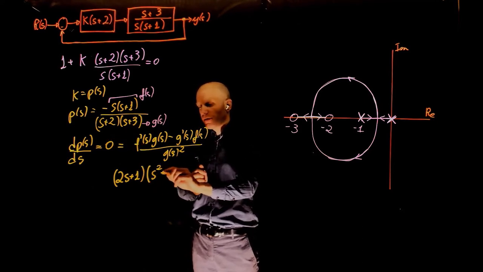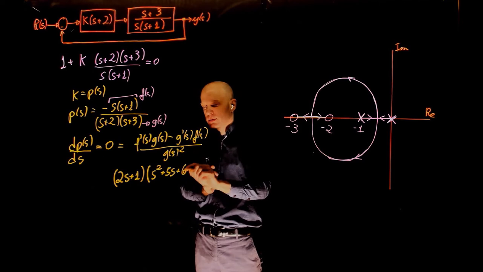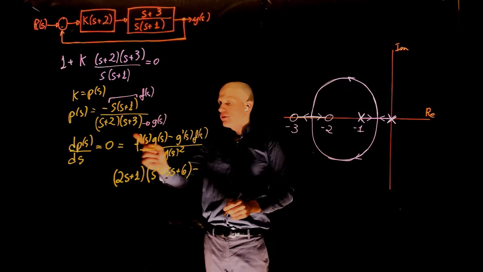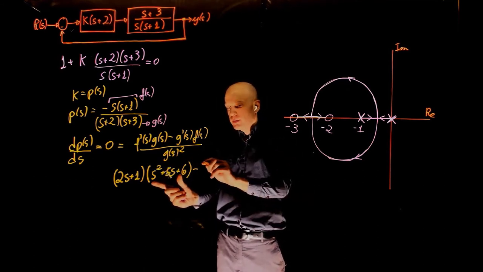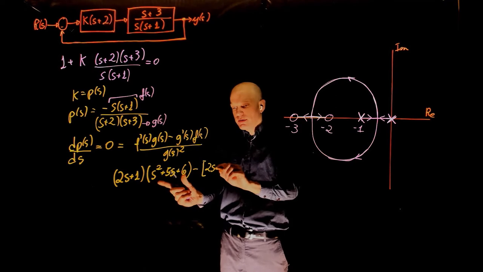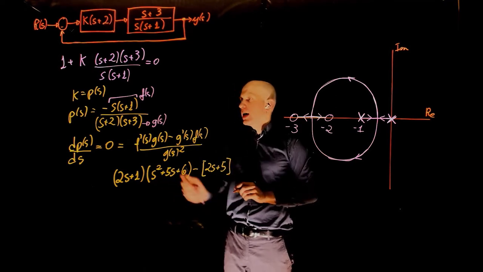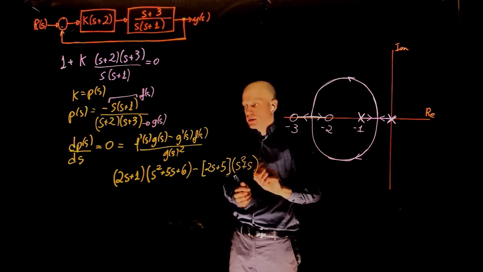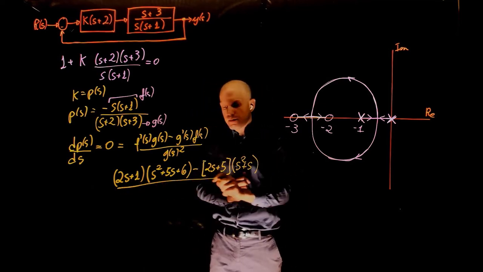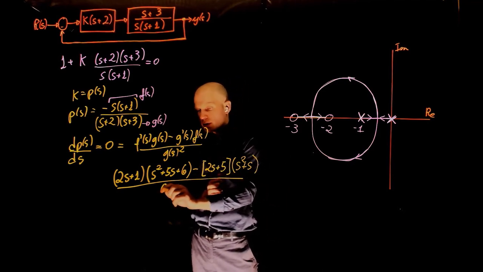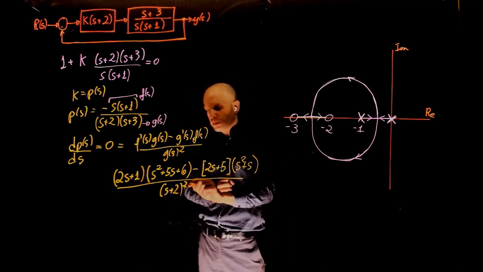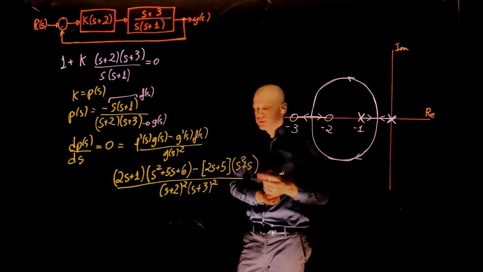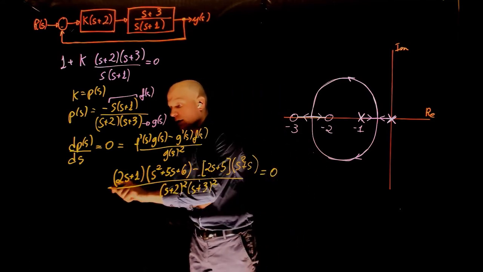G of S is the multiplication of these two functions, s squared plus 5s plus 6, minus the derivative of G of S, so the derivative of this, which is 2s plus 5, times F of S, s squared plus s, all divided by G squared, which is s plus 2, s plus 3. And this is equal to 0 with a negative sign here.